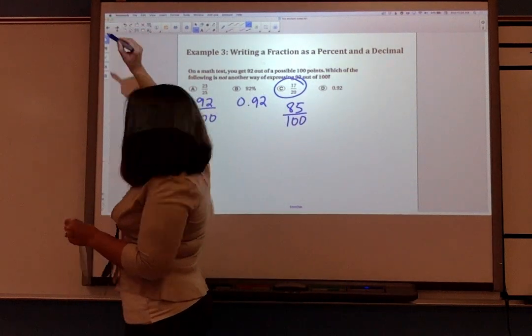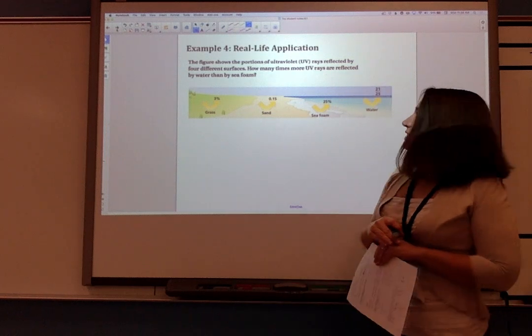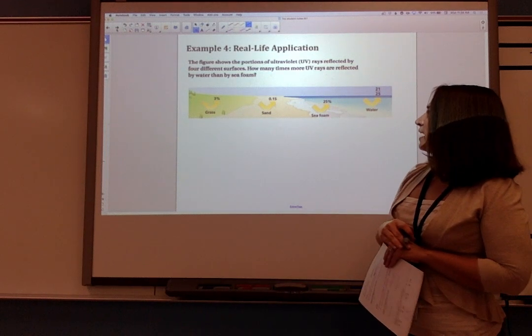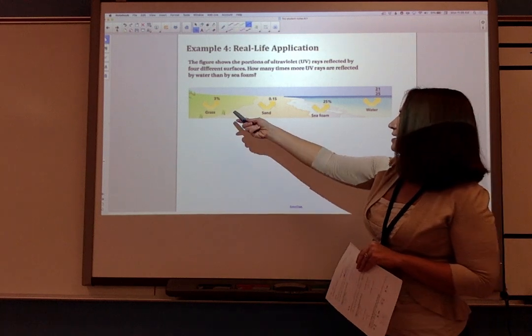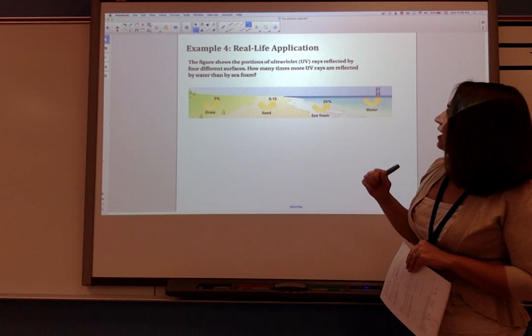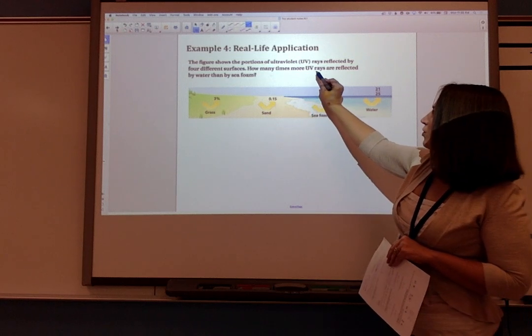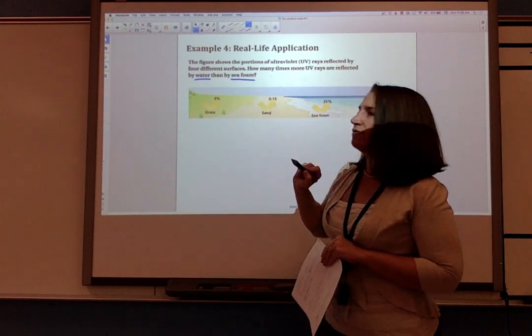All right, one more example here. Here we have this figure that shows the portions of ultraviolet or UV rays that are reflected by 4 different surfaces: grass, sand, sea foam, and water. And their question is, how many times more UV rays are reflected by water than sea foam?